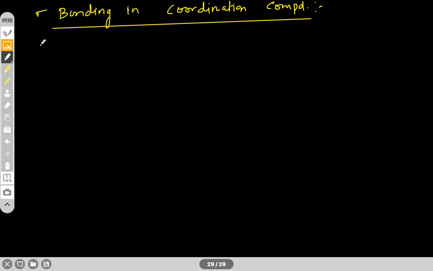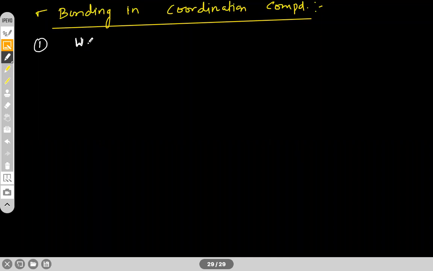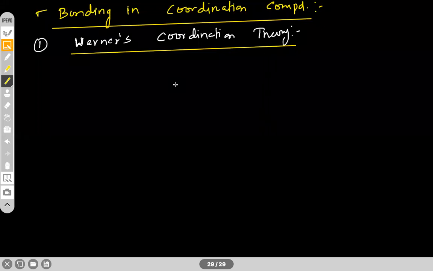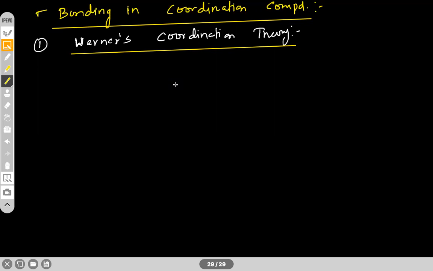So the very first attempt to explain the bonding in coordination compounds was made by Werner, and we call it Werner's coordination theory. Okay, write down into this. It explains the property and structure of various coordination compounds.